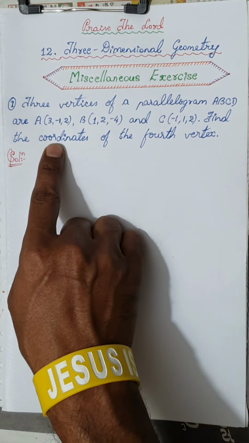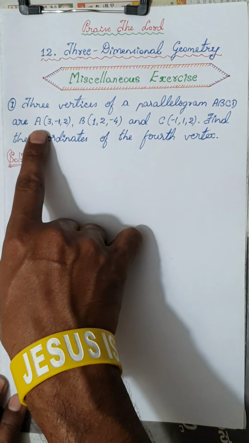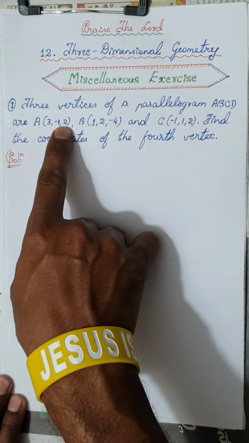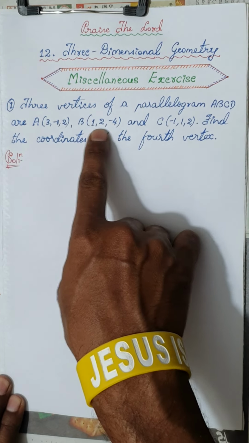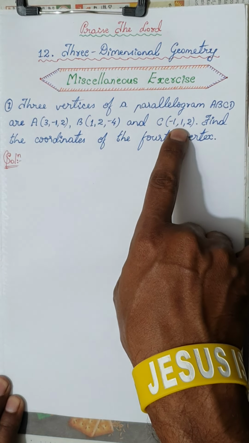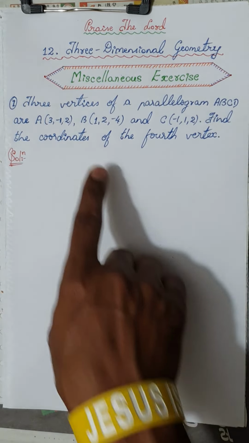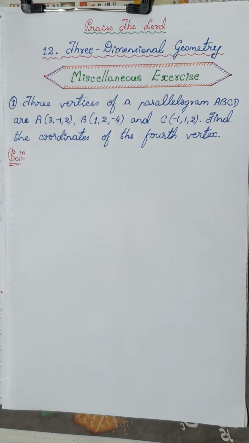So first question. Three vertices of a parallelogram ABCD are: first vertex A is (3, -1, 2), vertex B is (1, 2, -4), and vertex C is (-1, 1, 2). Find the coordinates of the fourth vertex. So it's obvious, three vertices are given, you have to find out the fourth vertex.